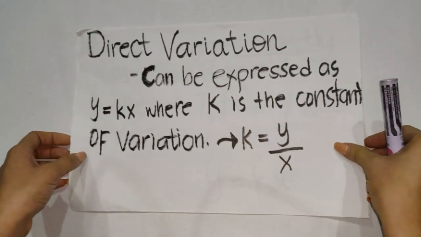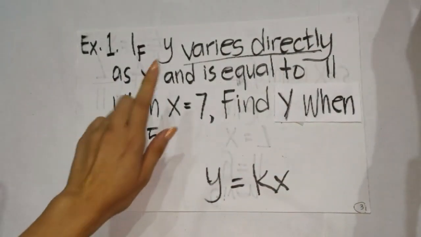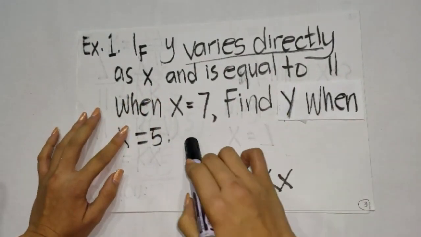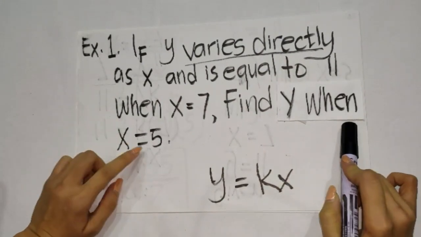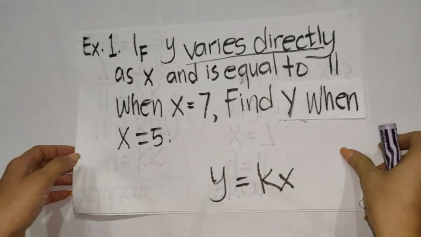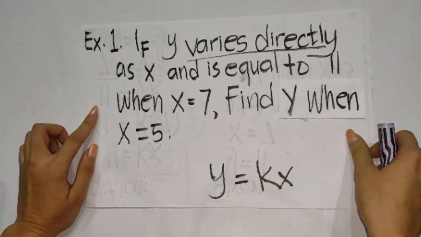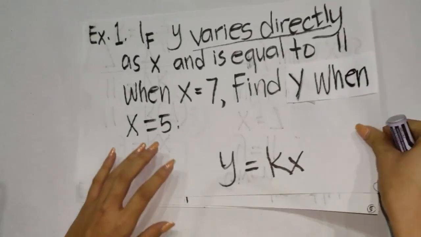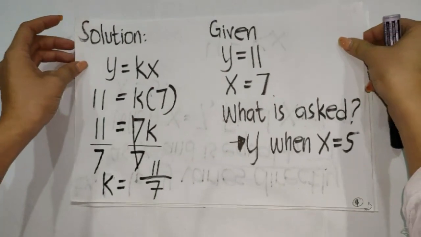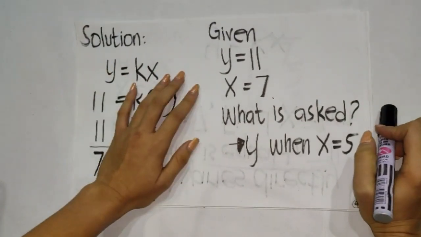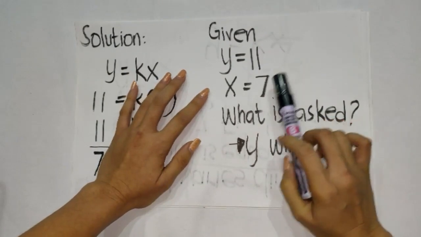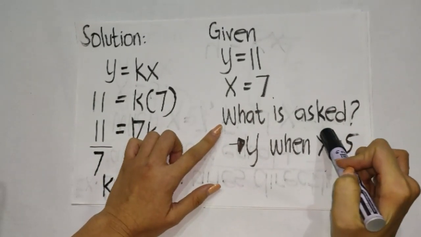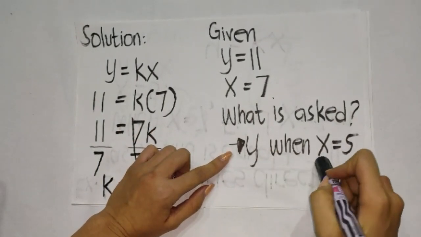Now let's apply this using the problem. If y varies directly as x and y is equal to 11 when x is equal to 7, find y when x is equal to 5. Again, if you are going to express the sentence into an equation, it can be written as y is equal to kx. The first thing you need to do in the solution is to write the given, where y is equal to 11, x is equal to 7. But what is asked there in our first problem? What is y when x is equal to 5?